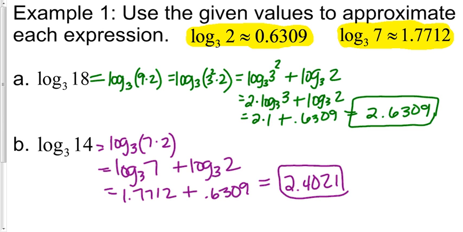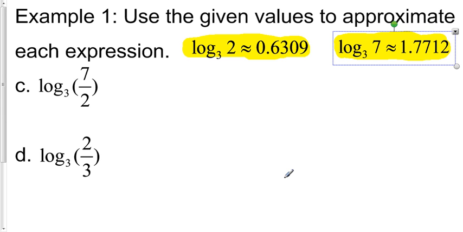Okay, now let me show you 2 more examples using the same 2 numbers. But this time, notice behind the logs we've got fractions or quotients here. So we're going to use property number 2. Instead of adding the 2 logs together, we're going to subtract the 2 logs. So we've got the log base 3 of 7 over 2. Well, using property number 2, I can rewrite this as the log base 3 of 7 minus the log base 3 of 2. It's the top one minus the bottom one.